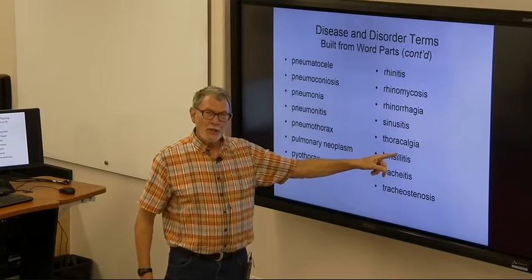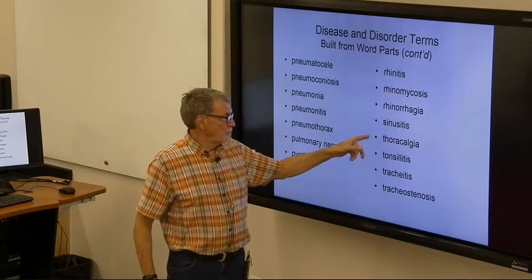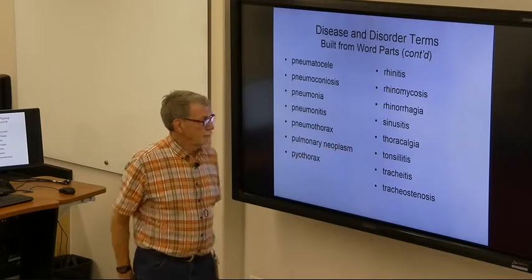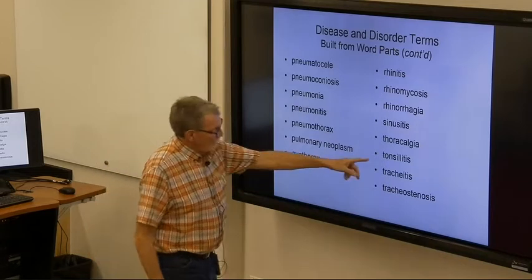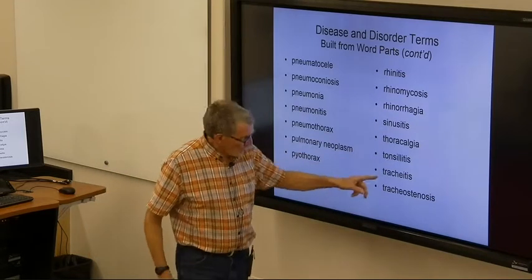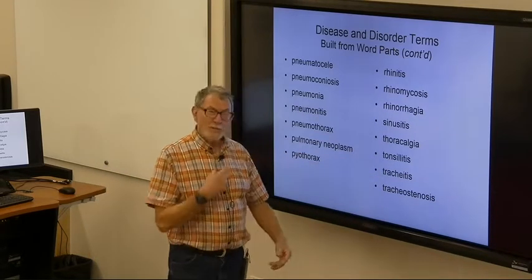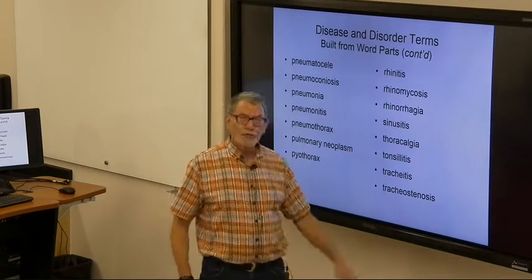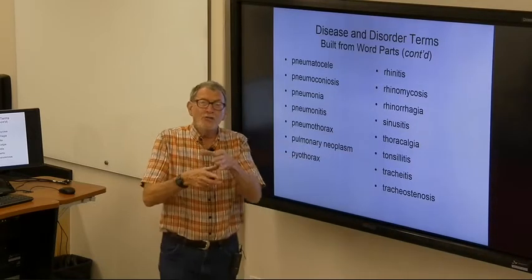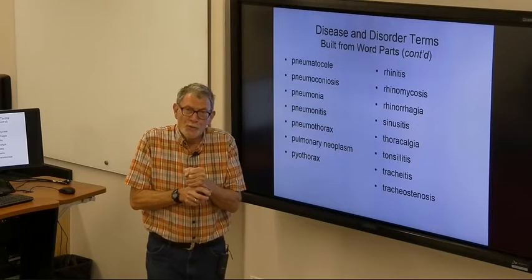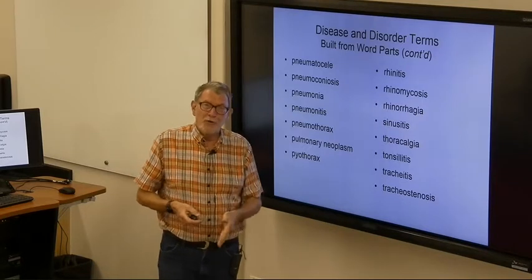Thoracalgia, what's algia? Pain, pain in the chest. Tonsillitis, inflammation. Tracheitis, inflammation of the trachea. Tracheostenosis, what is stenosis? A narrowing of the tube. Not enough room for the air to get through properly.